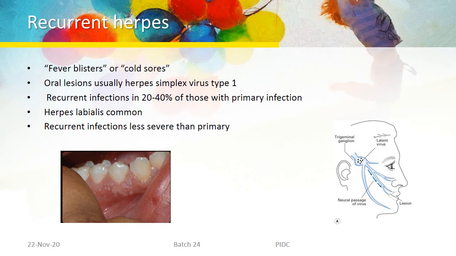This is usually a latent infection where the viruses reside in the trigeminal ganglion, and then through the neural passage of the virus, if there is any predisposing cause, it results in ulcers in the oral cavity. These oral lesions usually are caused by the herpes simplex virus type 1. Recurrent infections can occur in 20 to 40% of the cases. With primary infection, herpes labialis is common. Recurrent infections are less severe than the primary.